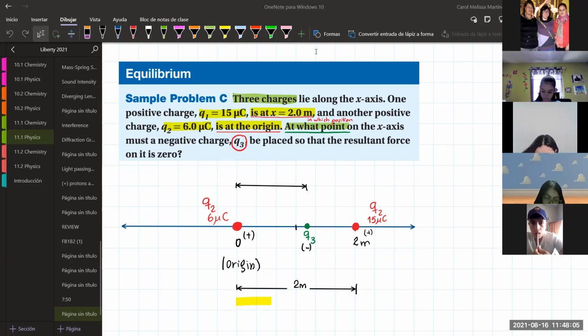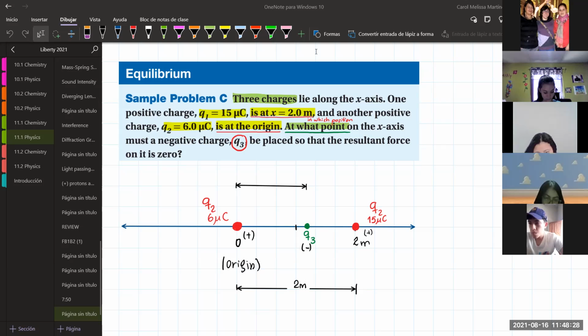Now, remember what we're looking for. We're looking for the distance at which Q3 is going to be placed. ¿Ok? Yo estoy buscando la distancia en donde voy a ubicar Q3. Yo la puse ahí like randomly. O sea, sin saber que ahí está, ahí la puse. ¿Ok? It's just a personal choice. It doesn't mean that it's really there.